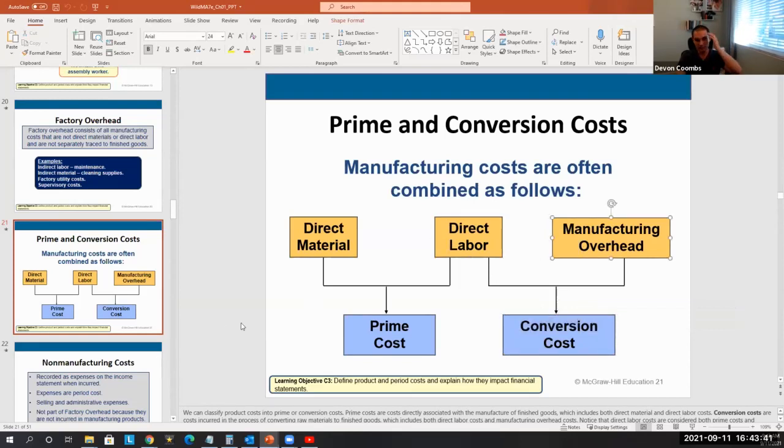Now, why does this make sense? The prime costs are how much it would cost us to build something without manufacturing overhead. So if it was just, what are the raw goods we're using to build this? Well, the conversion costs are how you convert the direct materials into a finished good. So prime costs are what you need in order to make the finished good, and the conversion costs are how you convert the direct materials to a finished good. We only sell finished goods.